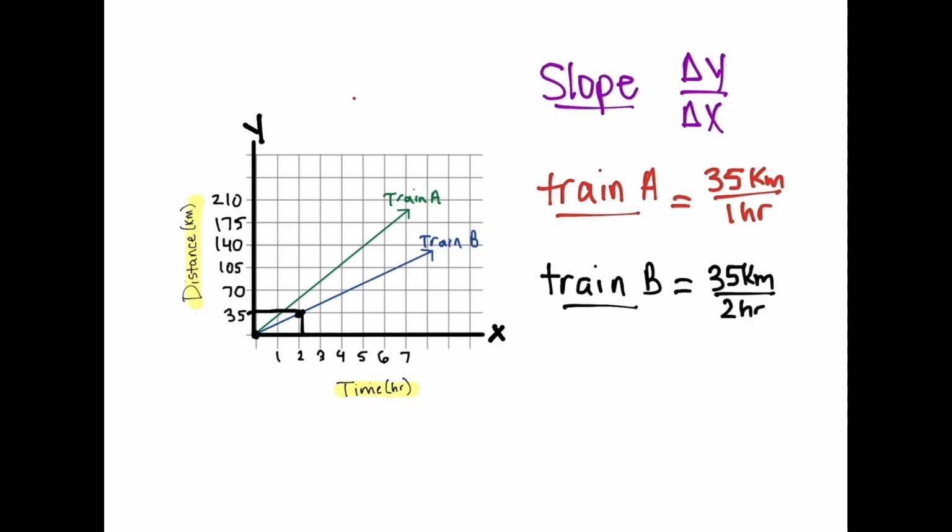Now to compare these, it's going to make it a lot easier if we can get it in 1 hour just like train A. So we can divide both of these by 2. So train B is going about 17.5 kilometers per hour. By looking at the slopes, you can see that train A is moving faster than train B.